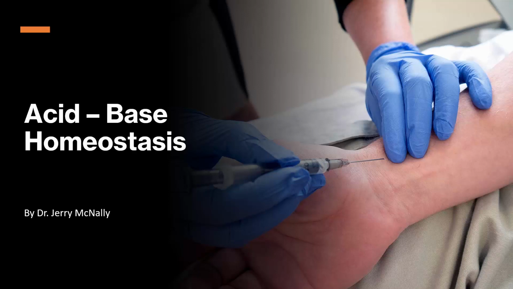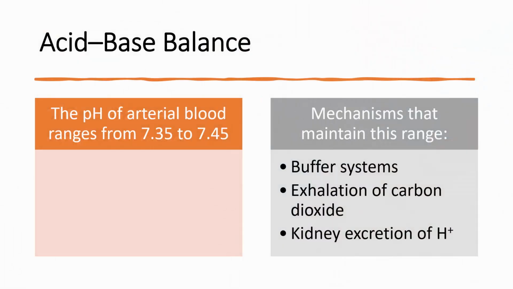In this lecture, we're going to look at acid-base homeostasis. Now, the pH of arterial blood ranges from about 7.35 to 7.45, and the mechanisms that maintain this range are going to be buffer systems, exhalation of carbon dioxide, and kidney excretion of hydrogen.